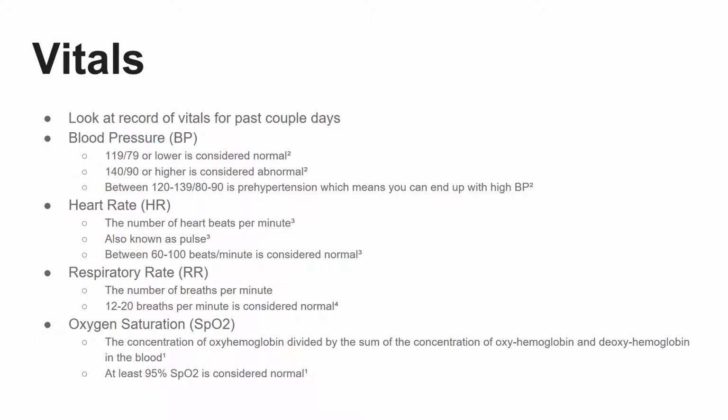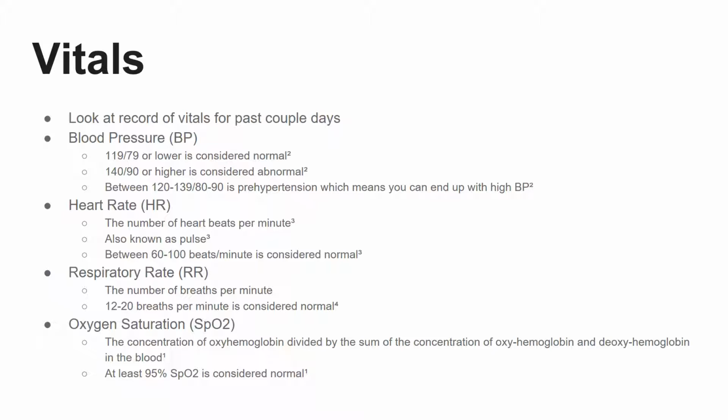So vitals, you can look at their record for the past couple of days, just because everyone's normal is a little bit off. So the best way to get an idea of their vitals is to look at the past couple of days. One thing you're going to look at is blood pressure. The normal is considered 119 over 79 or lower, and high is considered 140 over 90 or higher. So blood pressure, it's normal for blood pressure to fluctuate throughout the day depending on the time, the foods you eat, exercise, stress, and many other factors. So with a lot of these vitals, you can talk to the nurse and see where you feel comfortable stopping treatment.